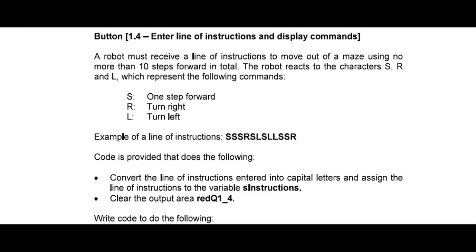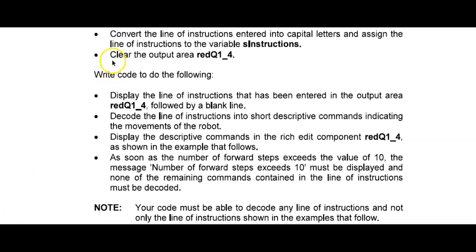This is the last question, and this was really testing our string handling. We have a little robot that follows instructions, and there's an example of the line of instructions. If it's an S, it means 1 step forward. If it's R, turn right. If it's L, turn left. So they have converted the line for us to capital letters, so we don't have to worry about that. And then they also cleared the output for us.